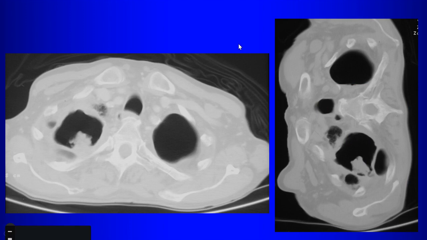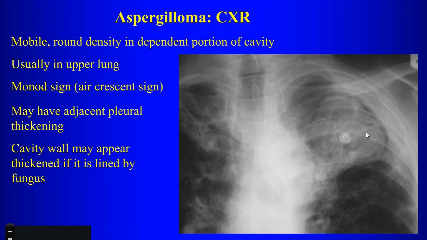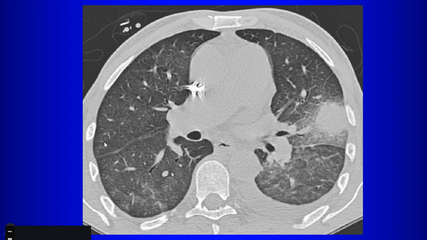And we saw a nice case of the fungus actually moving around in the cavity. So it grows and then might fill up a large portion of the cavity, as in this case. It's common to have adjacent pleural thickening, and again, that's because the walls are lined by fungus. The fungus ball is not the only fungus within the cavity. So the finding here on the CAT scan is like a mass.